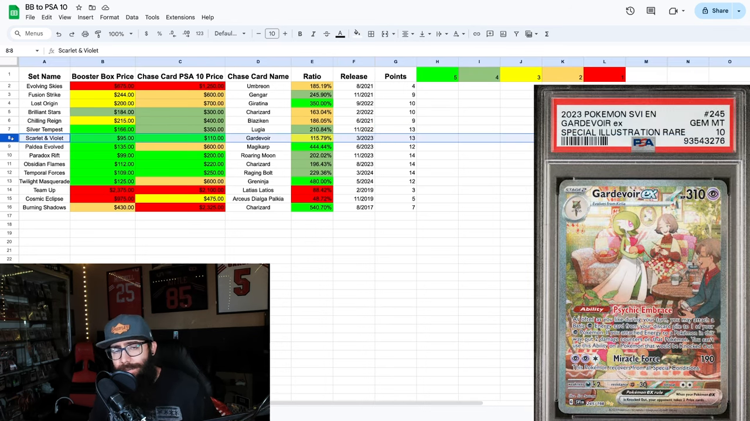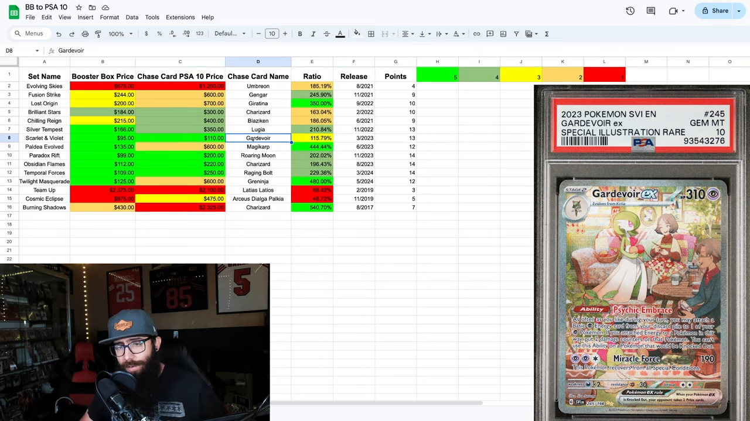Next up, we have Scarlet and Violet base set, and I am high on it. I like Scarlet and Violet base. I think it's an underrated set. You can get it sub 100 a box, and maybe if we adjusted some of these and had only the sub 100 being bright green, that might change things. I might fudge the point system later, but 95 a box.